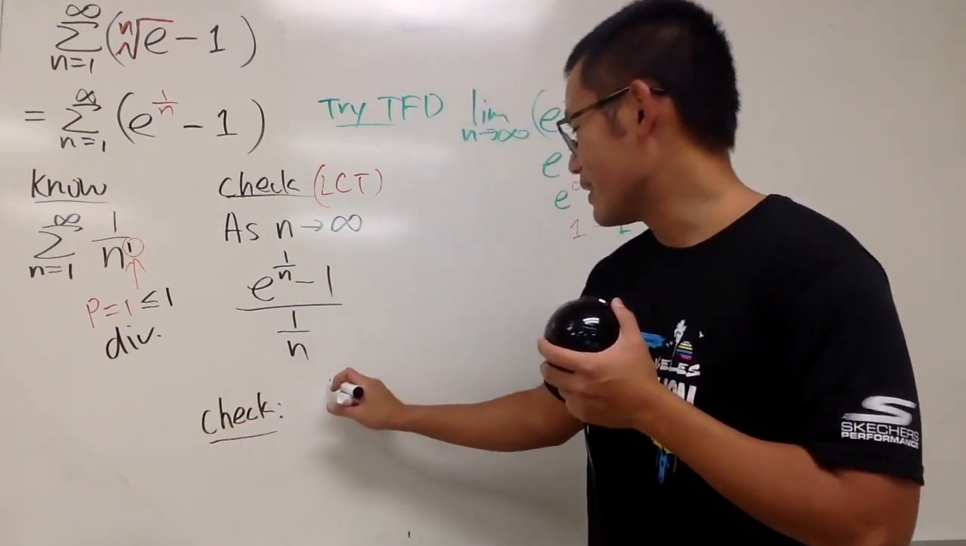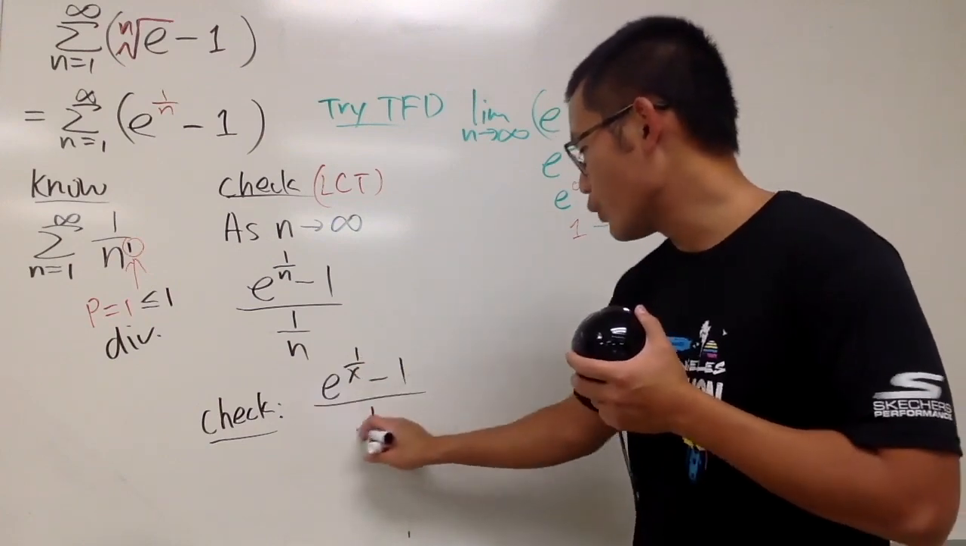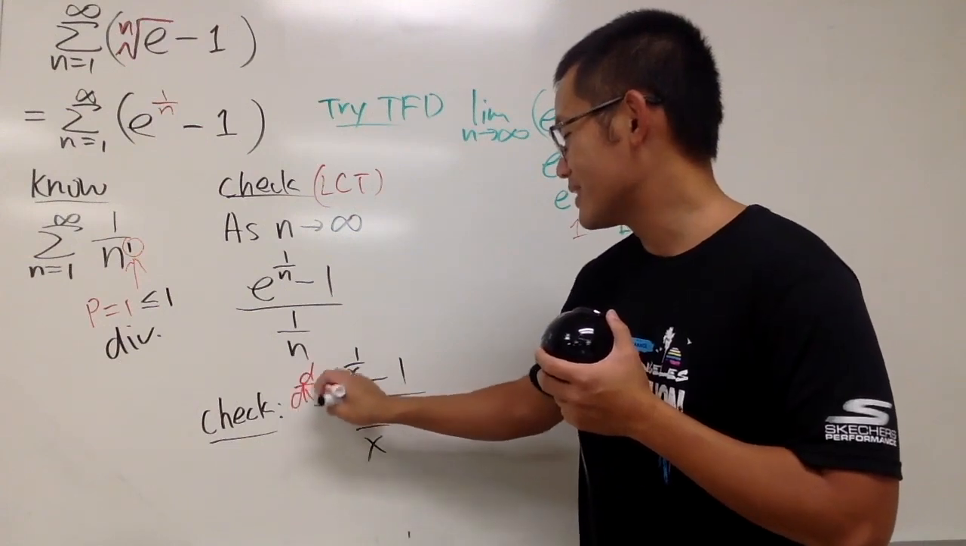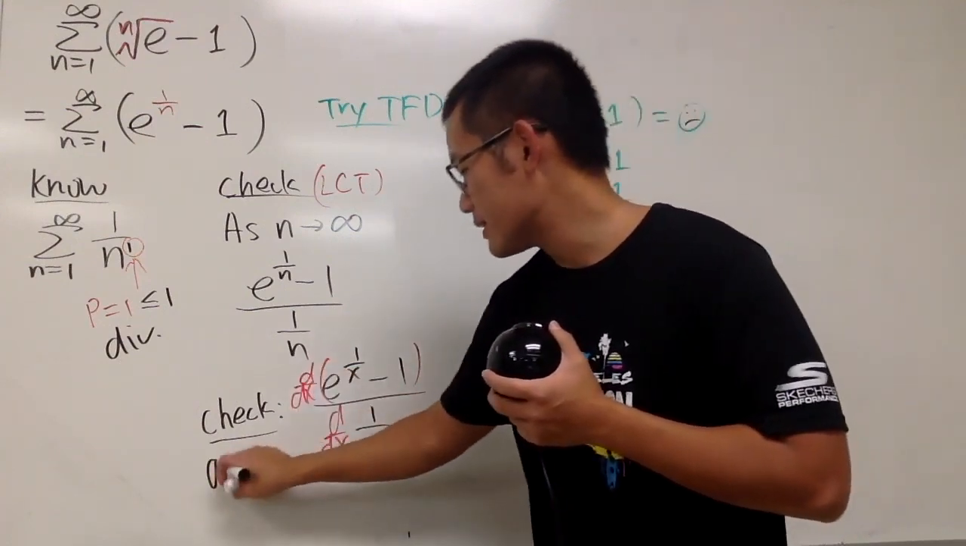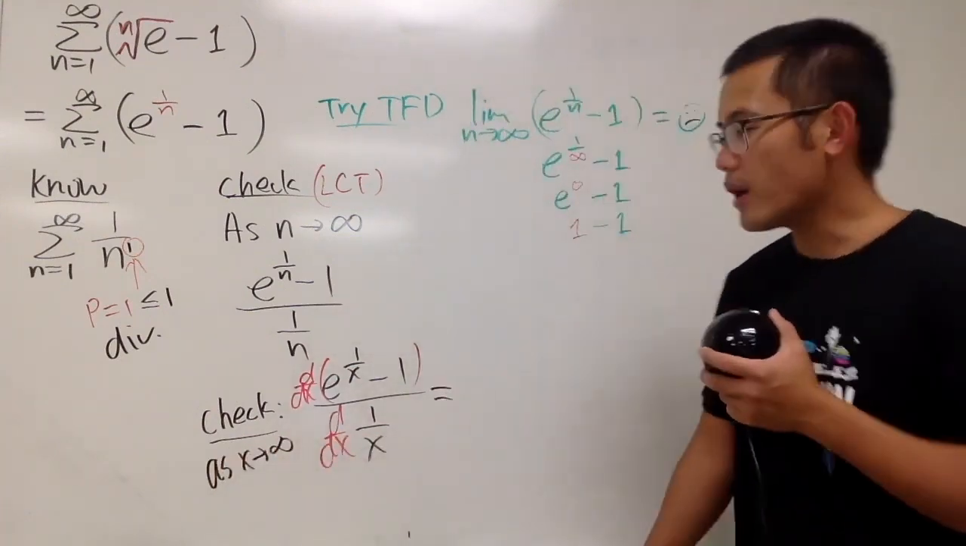So let me just write down e to the 1 over x minus 1 over 1 over x. And then we do L'Hopital's rule, d dx, right? d dx. And again, this is as x goes to infinity, of course. All right, here we go.